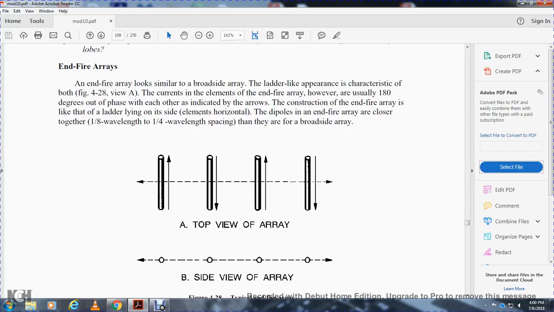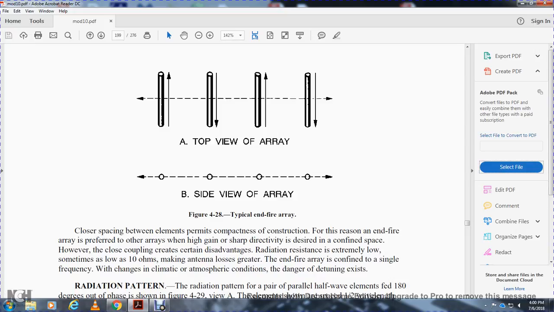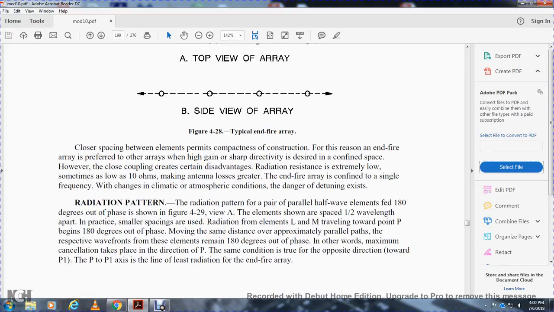Top view of the array, up and down; side view of the array. Closer spacing between the elements permits compact construction, so the end-fire array is preferred where high gain and sharp directivity are desired in confined space. However, the close coupling makes the radiation resistance extremely low, sometimes below 10 ohms, making the antenna less efficient. The end-fire array is also tuned to a single frequency, which can change with atmospheric conditions. The danger of detuning is thus ever present.